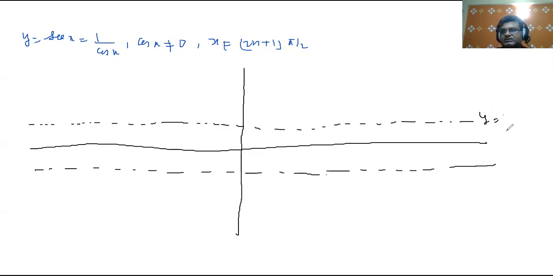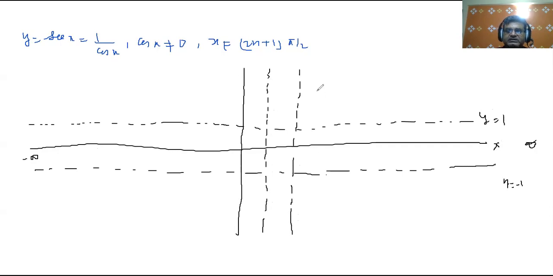This is y is equal to 1 and this is y is equal to minus 1. This is the x-axis, it is going up to infinite. This is going up to minus infinite. There are other support lines also. So these are the support lines, which are also known as the asymptotes.